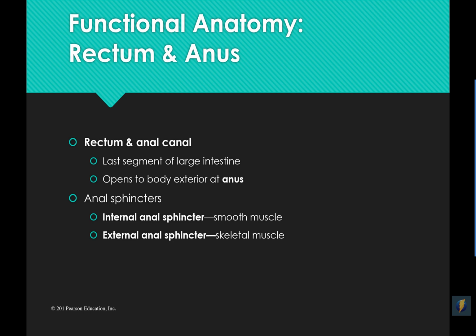There are two sphincters, an internal sphincter and an external sphincter. The internal sphincter is involuntary, smooth muscle. You don't have control over that one. The external sphincter is skeletal muscle. You do have control over that one.